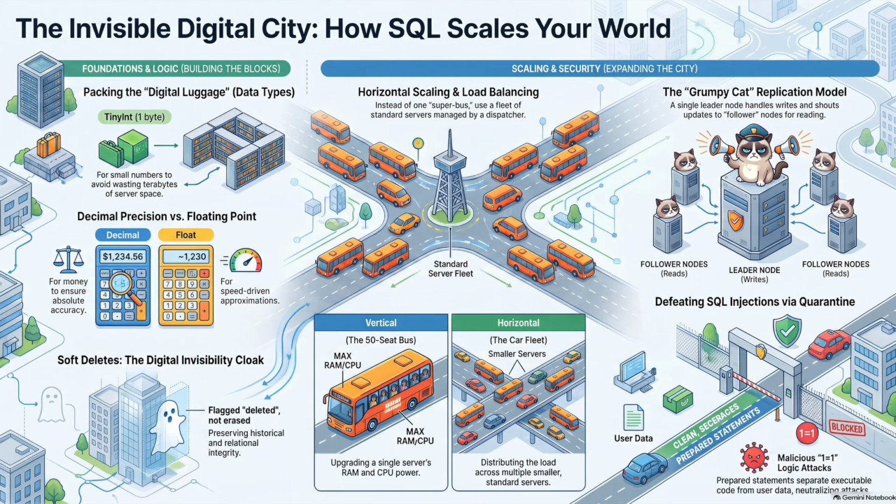We have this massive, interconnected, globally replicated digital city, but a larger surface area inherently means a bigger target for malicious actors. If data is flowing everywhere at once, how do we protect the vault? This is where the architecture shifts to security protocols, specifically access control and the threat of SQL injections.